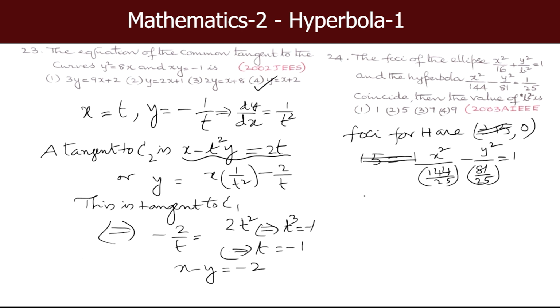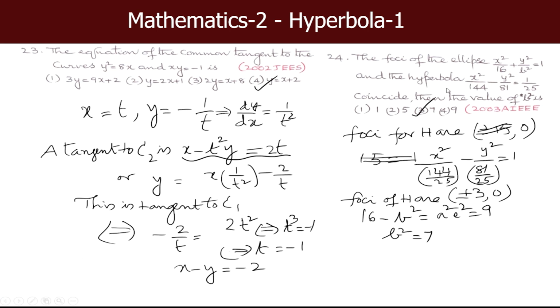So, foci of H: the sum of these two, that is a square e square, which is 229. So, plus or minus 30. These are the foci for the hyperbola. And what are the foci for the ellipse? A square e square, that is 16 minus b square, is equal to a square e square, that is equal to 9 here, because the foci are the same for both the curves, which gives b square equal to 7.